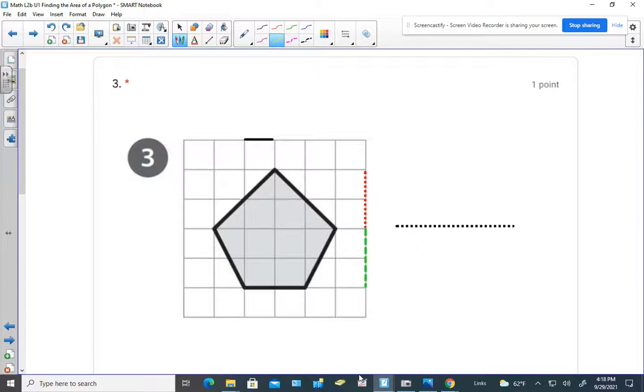Everybody, it's Mrs. Bianchi. We're looking at question number 3. They're asking us to find the area of the shaded region, which is a polygon. It is a pentagon also. It's a 5-sided shape, 1, 2, 3, 4, 5, but it's not a regular pentagon.